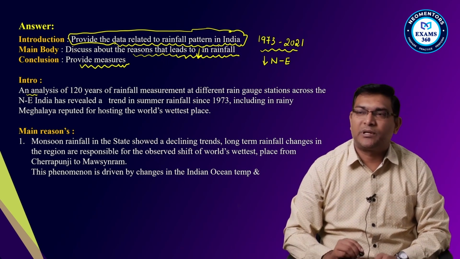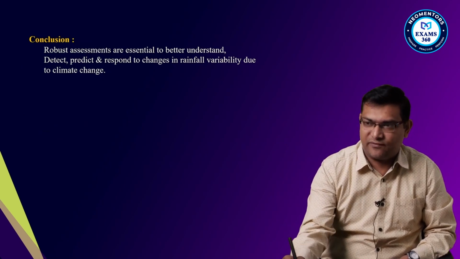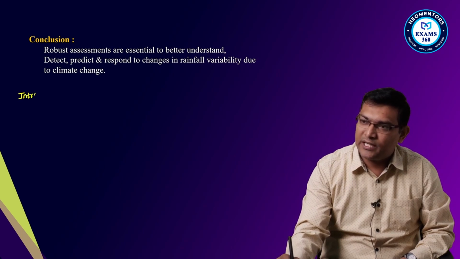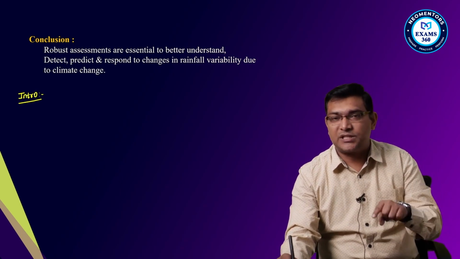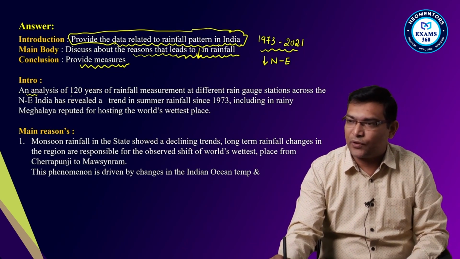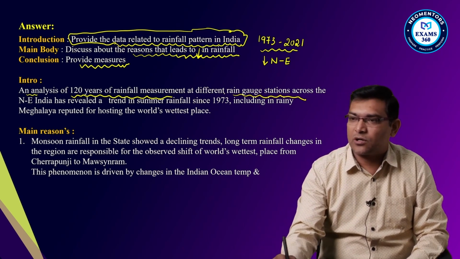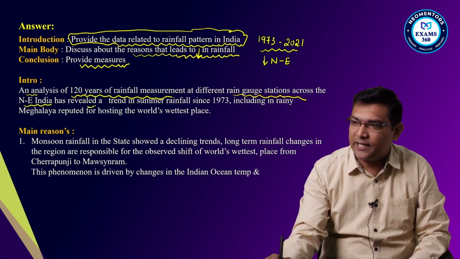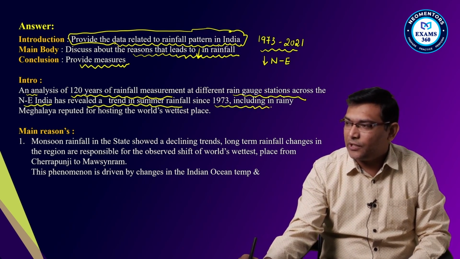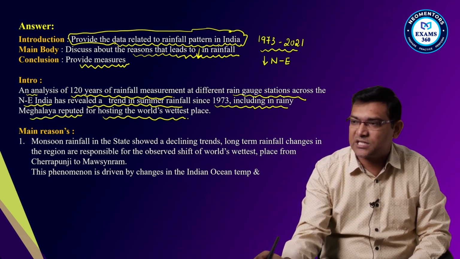Okay, so now let us see the introduction. See, there can be two types of introductions. First, I am writing here about the introduction. I will write my introduction in this way. Either I will write which I have given you: an analysis of 120 years of rainfall measurements at different rain gauge stations across northeast India has revealed a trend in summer rainfall since 1973, including its rainy Meghalaya, reputed for hosting the world's wettest place.